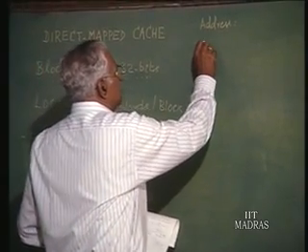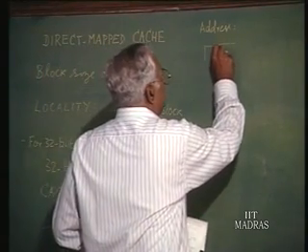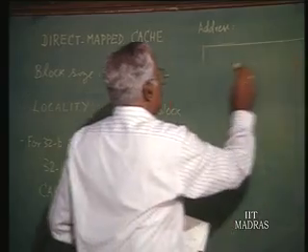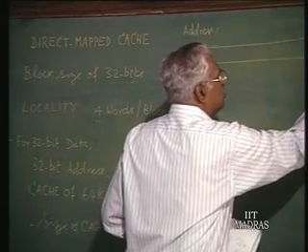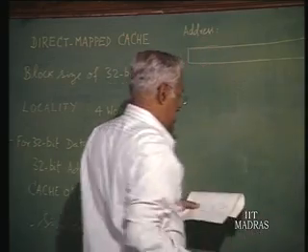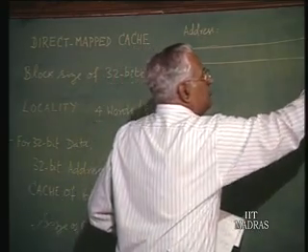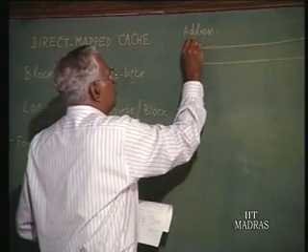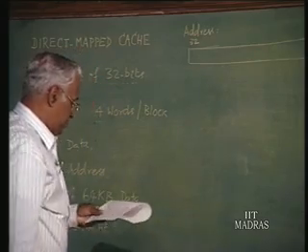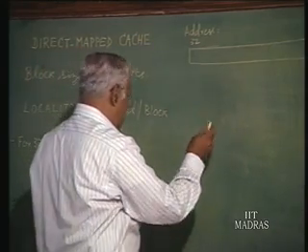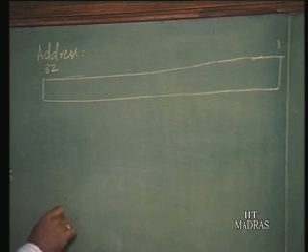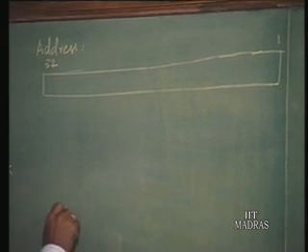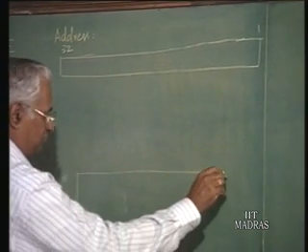Now, the address is given as 32 bit. So, let us see, that is bit 1 to bit 32. Now, this is the address part. Now, let us see what possibly the cache consists of.